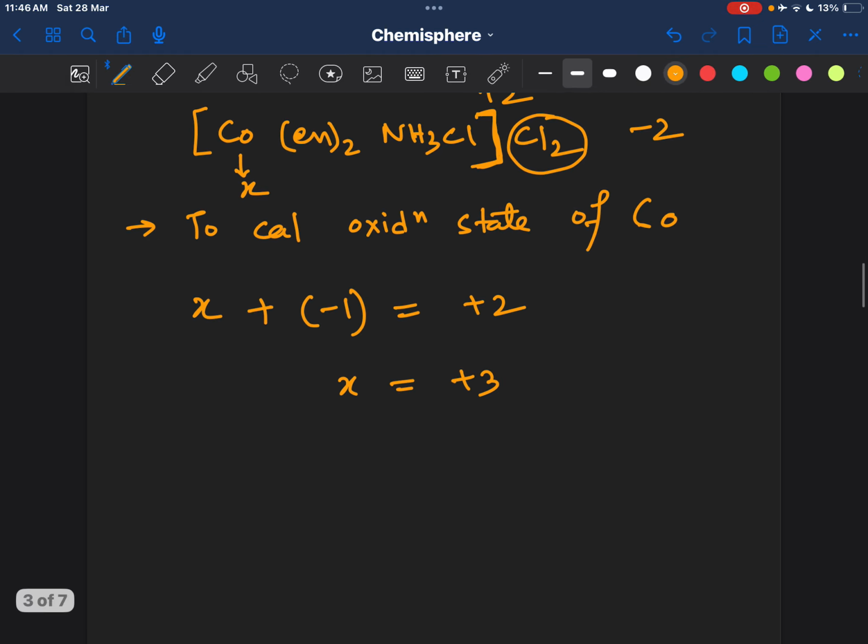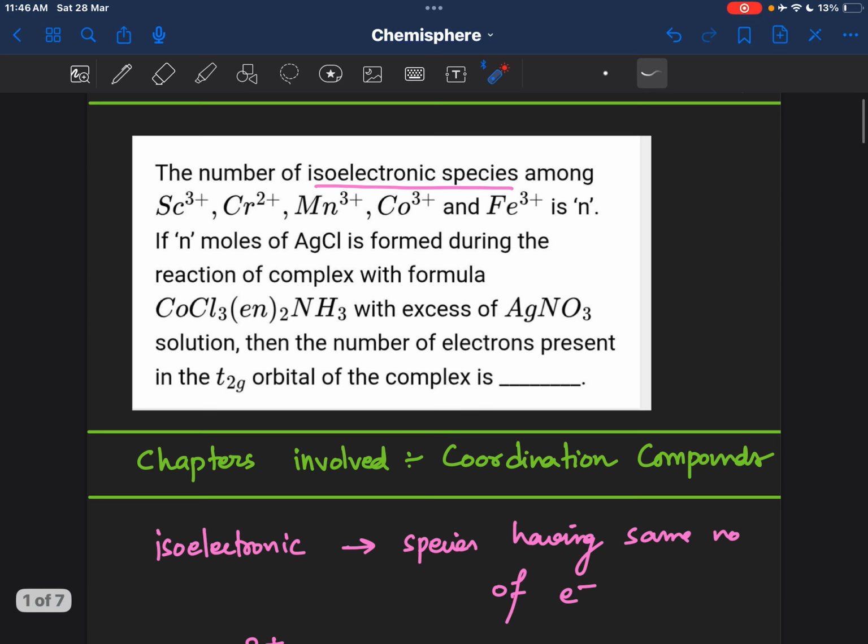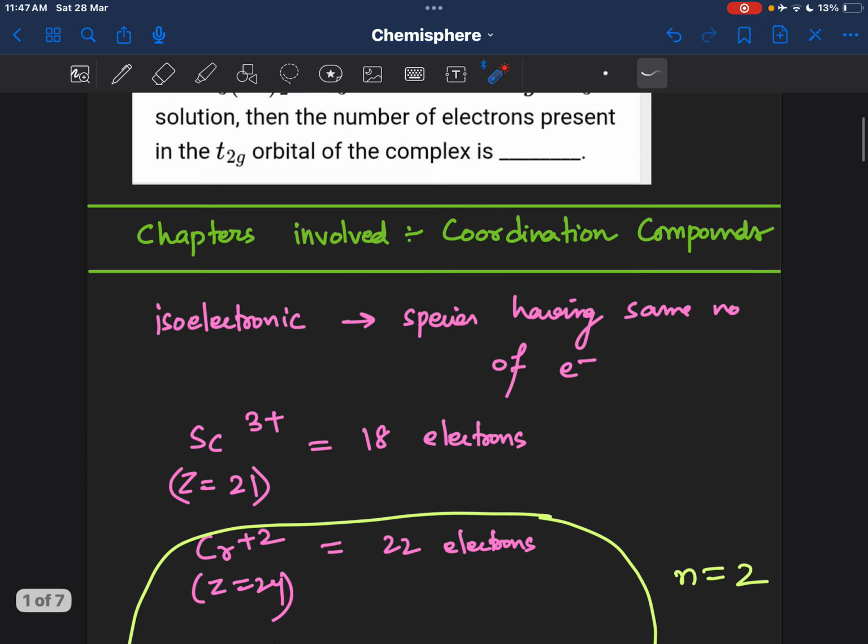Okay, cool. So now we need to know the configuration of cobalt. Cobalt in ground state is 3d7 4s2. So why are we doing this? Because in the question, if we go and check, they are asking that n moles of AgCl are formed during the reaction of the complex, correct? And the number of electrons present in the t2g orbital of the complex. So we need to know the electronic configuration of the central metal atom.